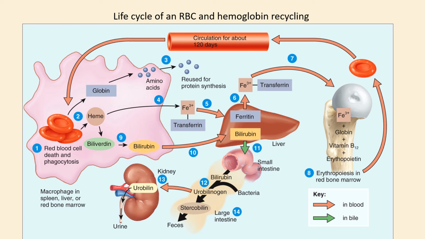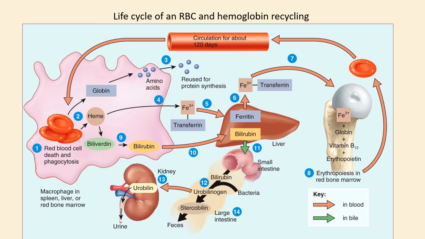Okay, going back into the macrophage, the big pink blob. Once we strip the iron from the heme, we're left with a greenish pigment called biliverdin, and that biliverdin gets converted into a yellowish pigment called bilirubin. And that bilirubin leaves the macrophage and becomes part of blood. There's bilirubin in your blood right now. And that bilirubin gets taken up by your liver.